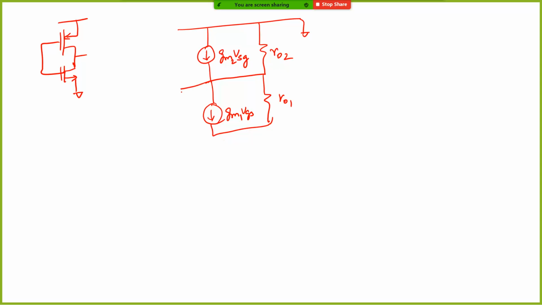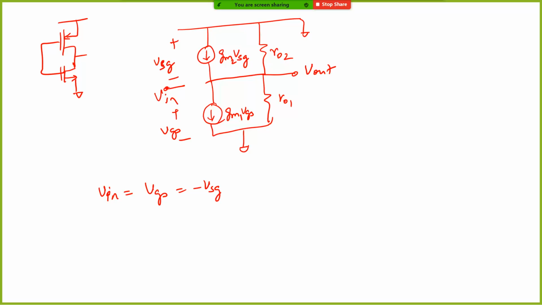And this is your Vin. Sorry, your Vin is not connected here; Vin is coming here. So VSG is given with this polarity and VGS is given with this polarity. So Vin is equal to VGS, which is equal to minus VSG. All right, so this is your Vout. You can write the rest of the analysis and find out.